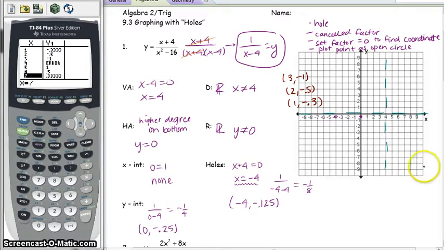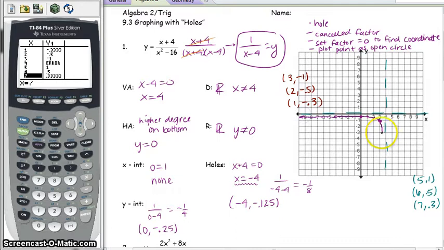So we have our values of 5, 1, 6.5, and 7.3. So let's plot these points. We have 3, negative 1, 2, negative 0.5, 1, 0.3. And let's connect our points. And remember to not draw your line through the hole.